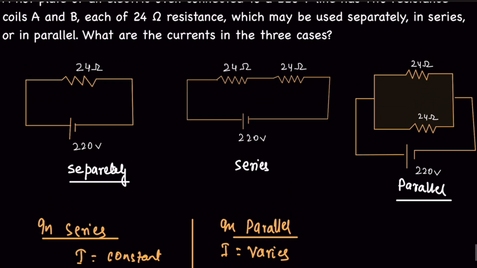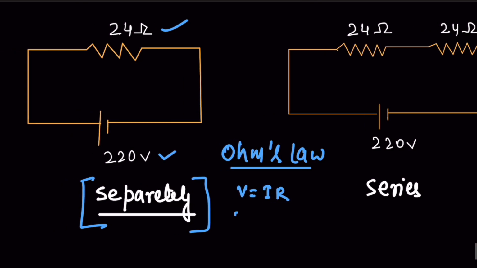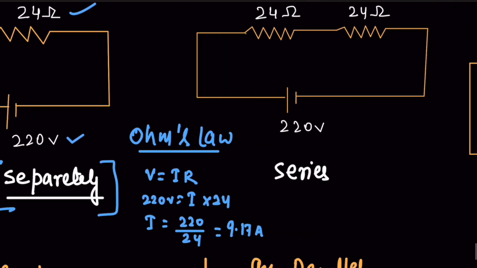So first, in the first case where we are using the separate resistor, this is 24 ohm of resistance and voltage is already given. So by applying Ohm's law, we can say that V is equal to IR. Voltage is 220 volt, current we have to find, resistance is 24. I is equal to 220 upon 24. So it's equal to 9.17 ampere.